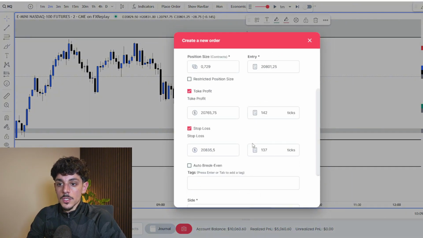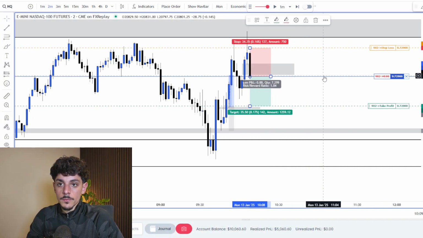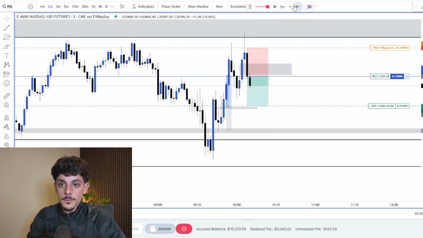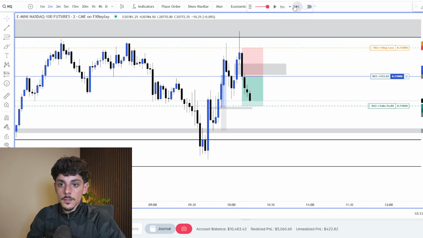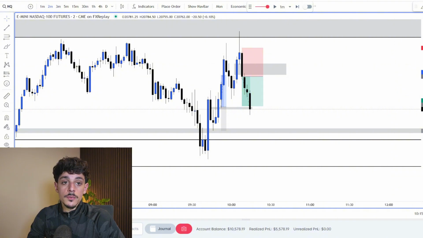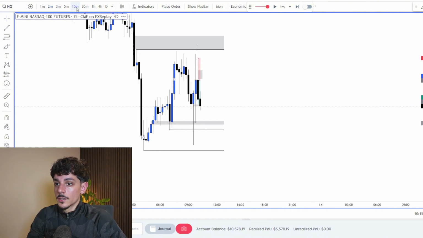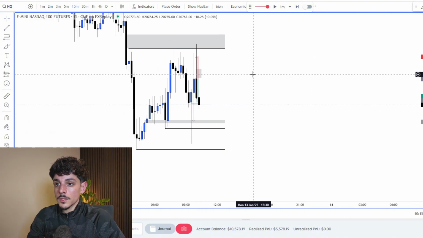Let's take a look at what's going to happen. I'm going to enter market right here since the confirmation is way too good. And as you guys can see, again, in a few minutes I hit my target. So really good play here.